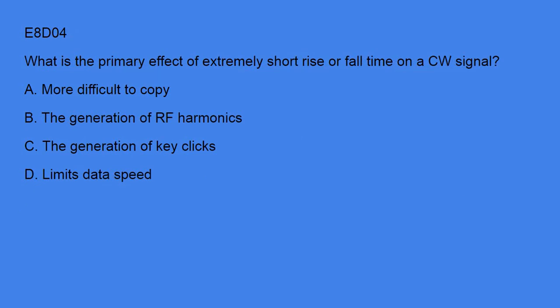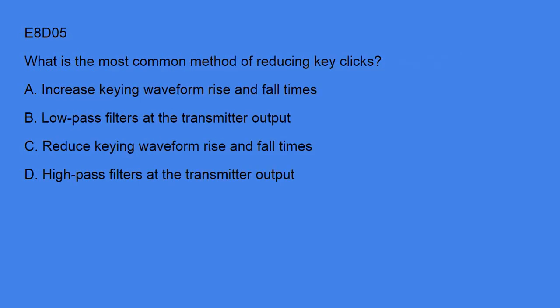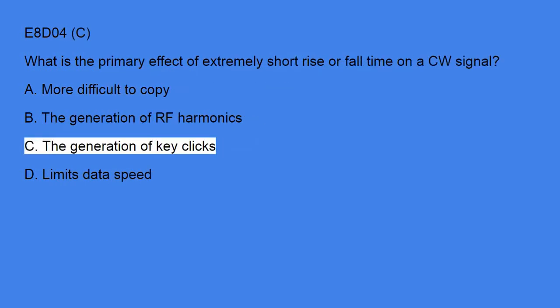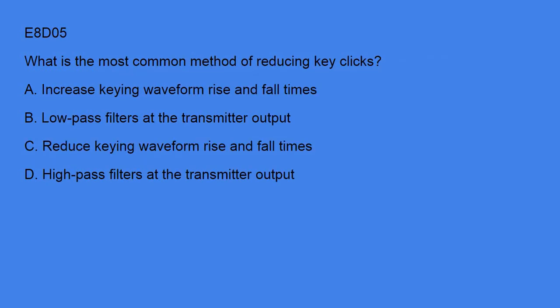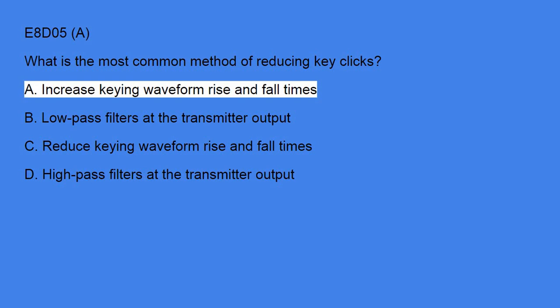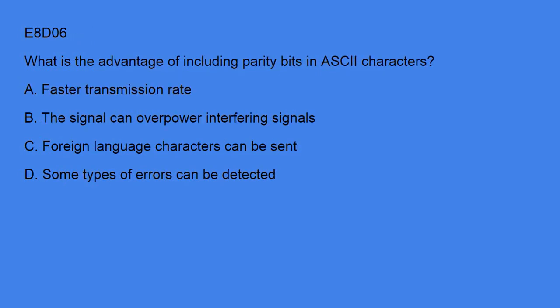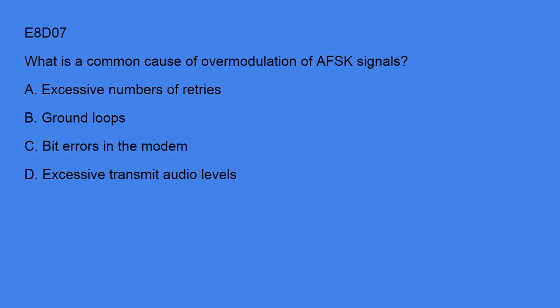E8D04, what is the primary effect of extremely short rise and fall time of a CW signal? That is the generation of key clicks. E8D05, what is the most common method of reducing key clicks? Increasing keying waveform rise and fall times. E8D06, what is the advantage of including parity bits in ASCII characters? Some types of errors can be detected.